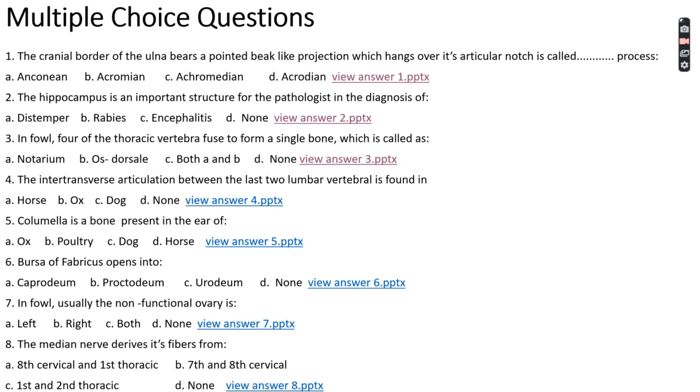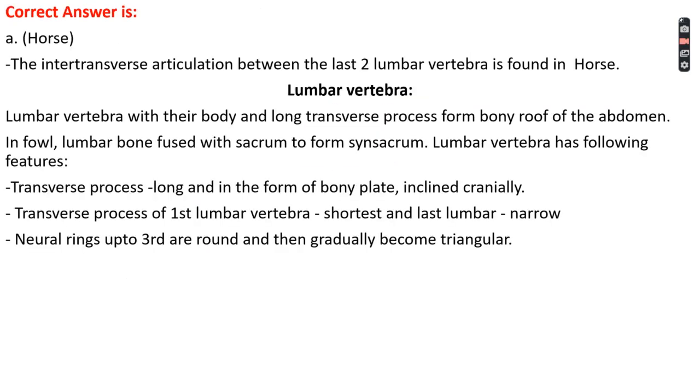Question number 4. The inter-transverse articulation between the last two lumbar vertebrae is found in: option A, horse; option B, ox; option C, dog; option D, none. The right answer is option A, that is a horse. The inter-transverse articulation between the last two lumbar vertebrae we can see in the case of a horse.